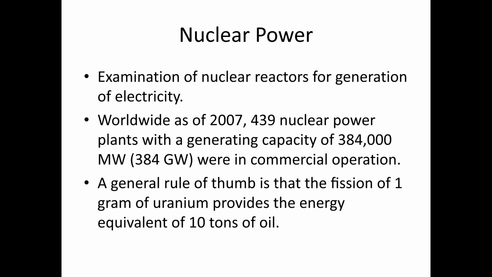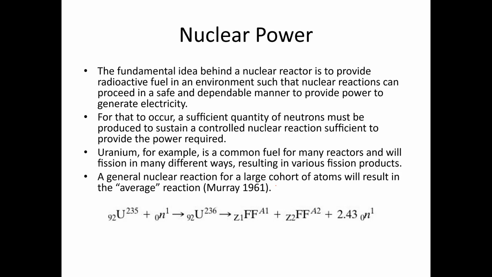A general rule of thumb is that the fission of 1 gram of uranium produces the energy equivalent of 10 tons of oil. The fundamental idea behind a nuclear reactor is to provide radioactive fuel in an environment such that nuclear reactions can proceed in a safe and dependable manner to provide power to generate electricity.